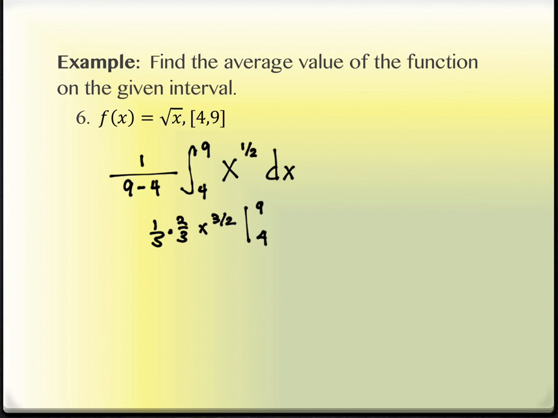I'm going to clean a little bit up before I actually put the 9 and the 4 in. I'm going to write this as 2 over 15 in front. And I'm going to write this as the square root of x cubed at the back. Is everybody good with all of that in terms of rewriting?